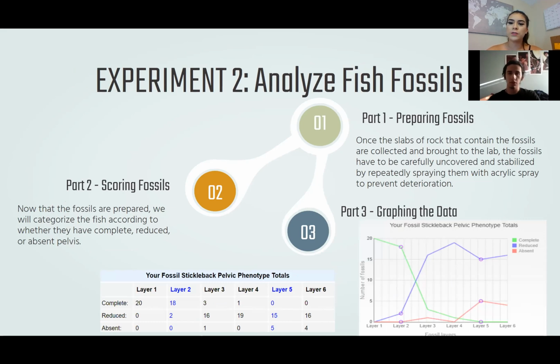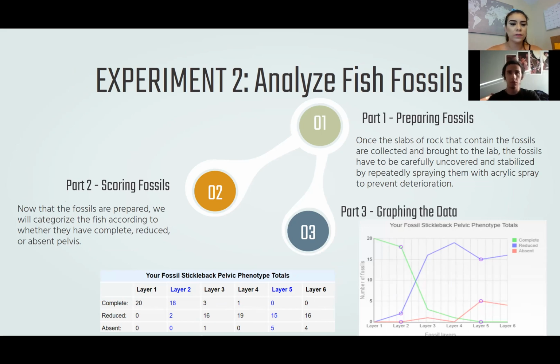Experiment 2, analyze fish fossils, again in 3 steps. Part 1, we are preparing the fossil. Since it is a fossil and it's not a fish that we can stain, we are just going to collect the slabs of rocks that were brought to the lab, and we're going to carefully uncover and stabilize them by repeatedly spraying them with acrylic spray to prevent deterioration.